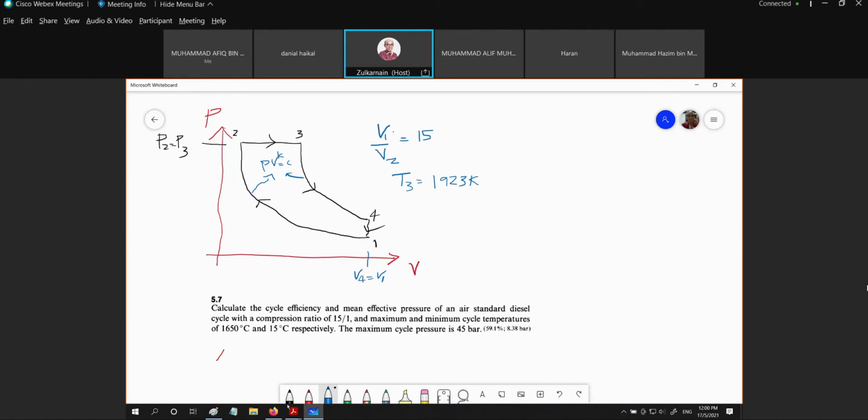And the minimum should be the intake, or the beginning of the compression temperature, which is T1. T1 is equal to 15, so 15 plus 273 is 288 Kelvin. Okay. And the maximum cycle pressure is 45 bar, which should be right here, where P2 is equal to P3, which is equal to 45 bar.